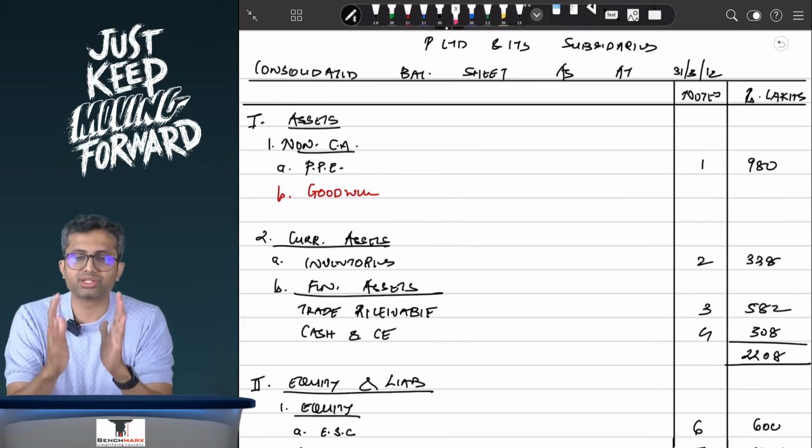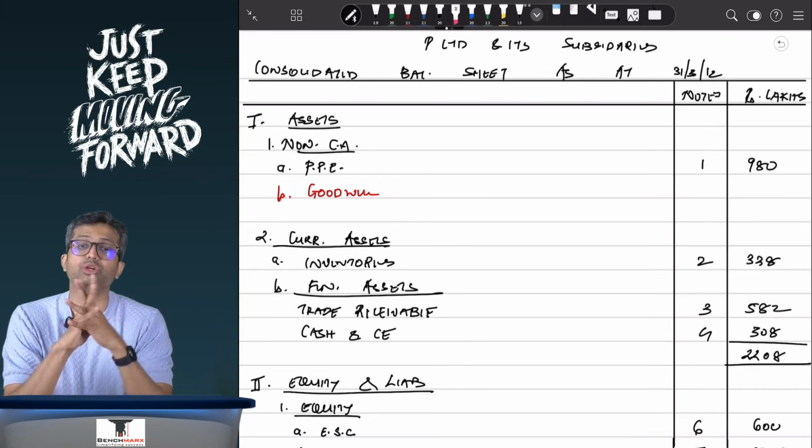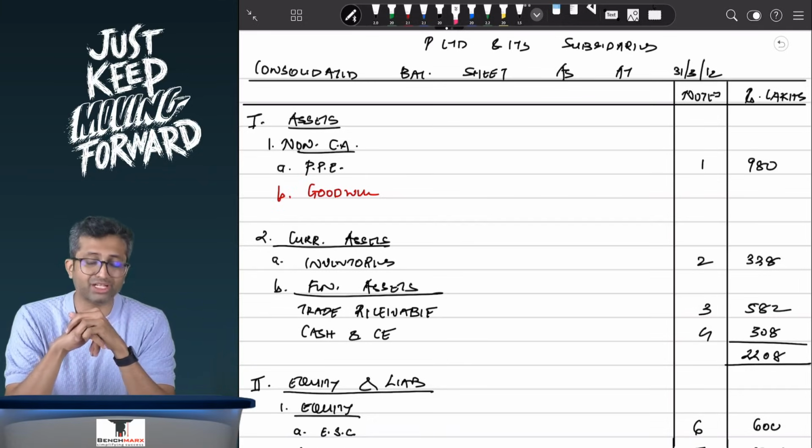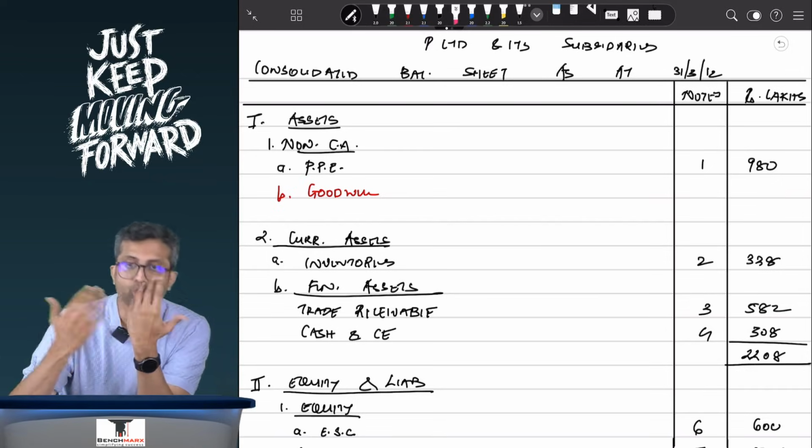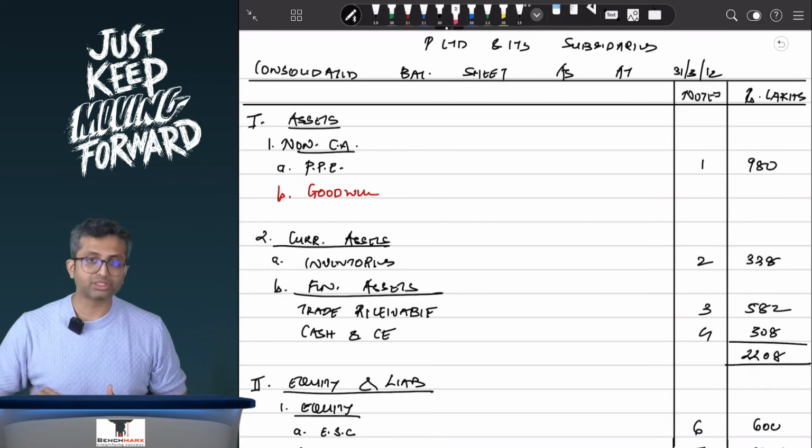You ask yourself, in whose balance sheet is it appearing? If it is appearing in the balance sheet of S, it will be split in the ratio of 80-20. If it is appearing in the balance sheet of SS, 60-40. If it is appearing in the balance sheet of P, you don't need to split it at all. So that is something that you have to be careful about.